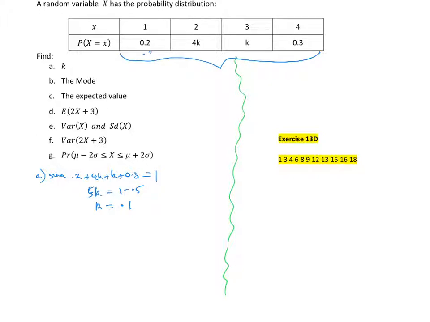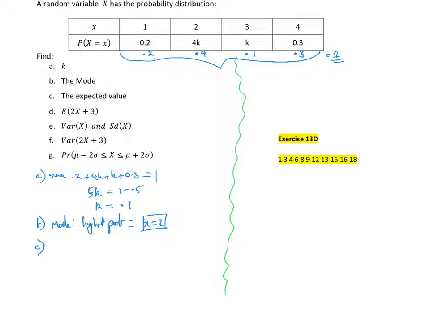Which means now I can finish off my distribution as 0.2, 0.4, 0.1, 0.3. Just make sure 0.2, 0.4, 0.1, 0.3 adds up to 1, so we're good. The mode is the outcome that's the most likely to occur. So it's the one with the highest probability. In this case, the highest probability is 0.4, but that belongs to x equal to 2. So x equal to 2 is my mode.